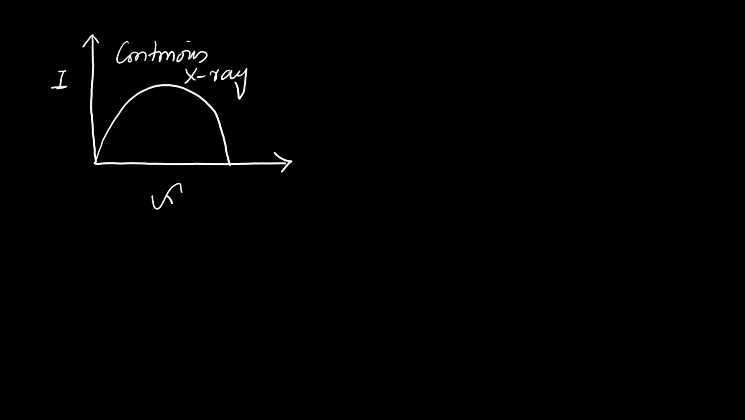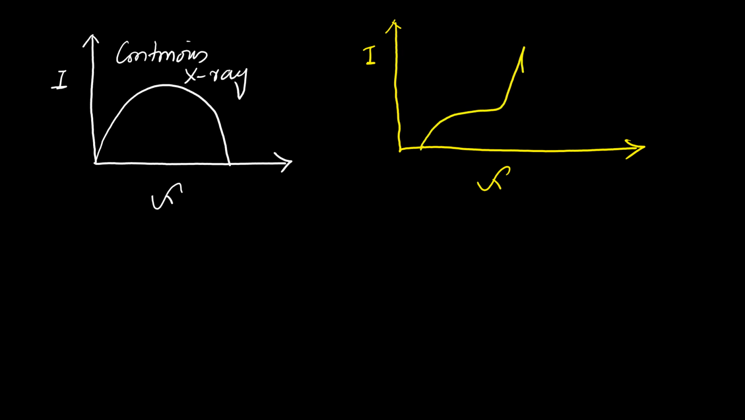However, the actual graph of intensity versus wavelength is like this. This is wavelength, this is intensity. The actual graph is like this. We have a peak, an additional peak, and these peaks basically represent a discrete energy level or an inner shell transition, which causes the generation of characteristic X-rays along with the continuous ones.